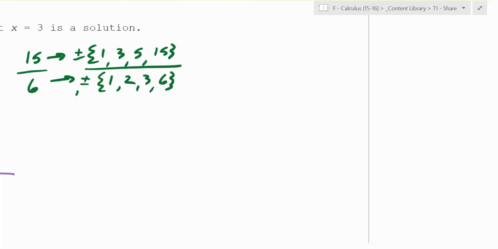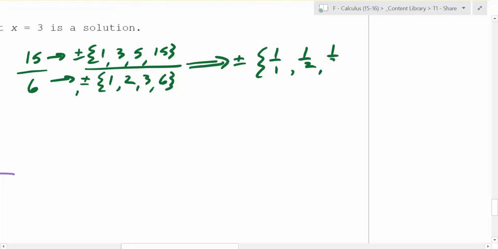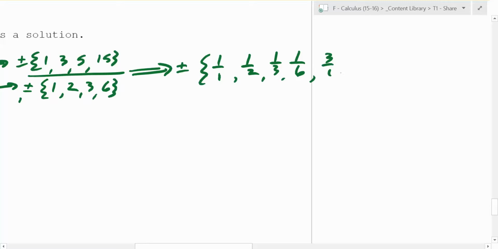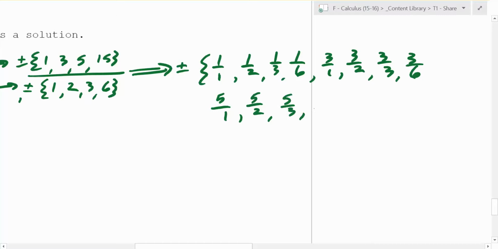So you see this list? Is this list bigger? This list is much bigger. Here's why. You have to do all the possible pairs. It's going to be plus or minus 1 over 1, 1 over 2, 1 over 3, and 1 over 6. What's next? 3 over 1, 3 over 2, 3 over 3, and 3 over 6. What's next? 5 over 1, 5 over 2, 5 over 3, 5 over 6. And what's the last group? 15 over 1, 15 over 2, 15 over 3, and 15 over 6.